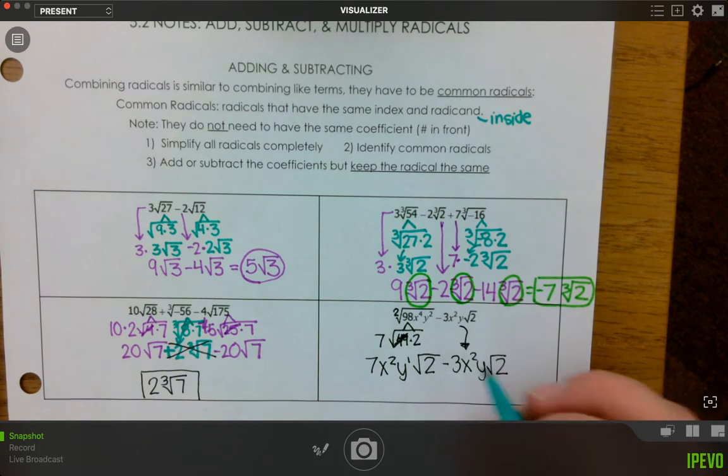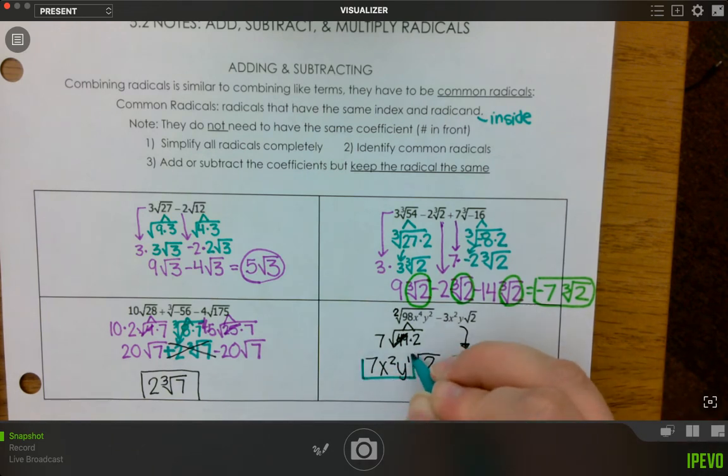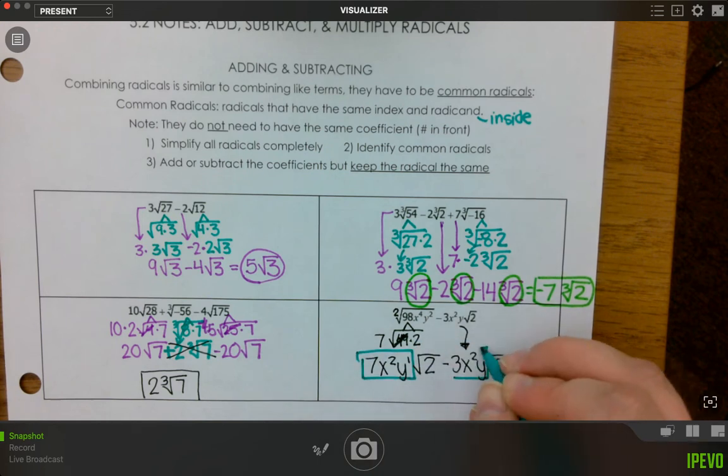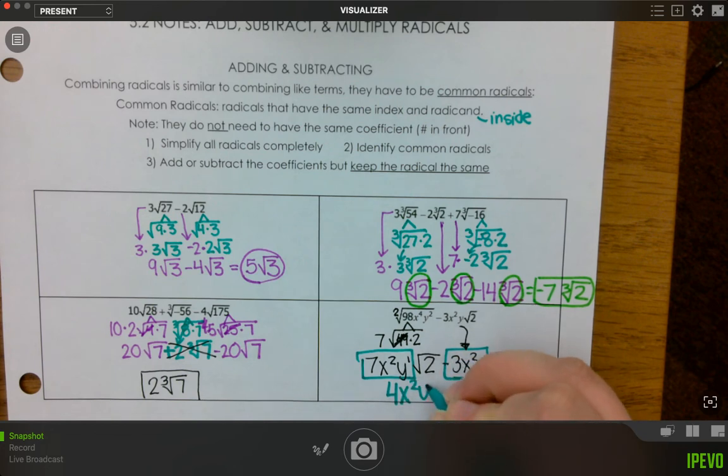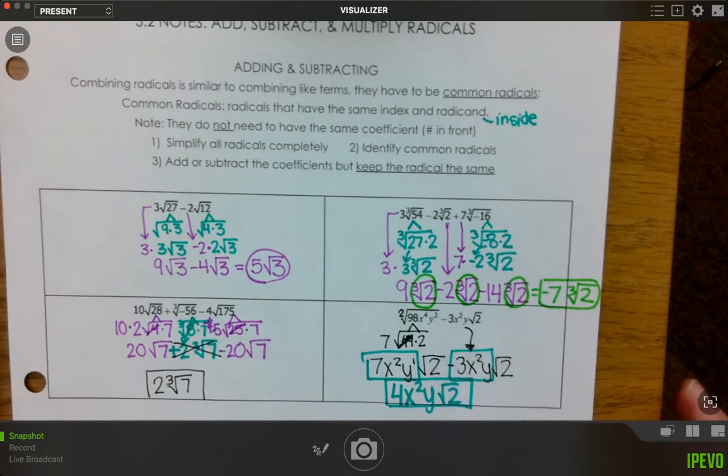So the question you have to ask yourself is, can you subtract these parts? Well, they have the same variables, so yeah, these are like terms. And 7 minus 3 would be 4 x squared y's. And then you have the square root of 2 left afterwards, too. So that one gets a little funky.